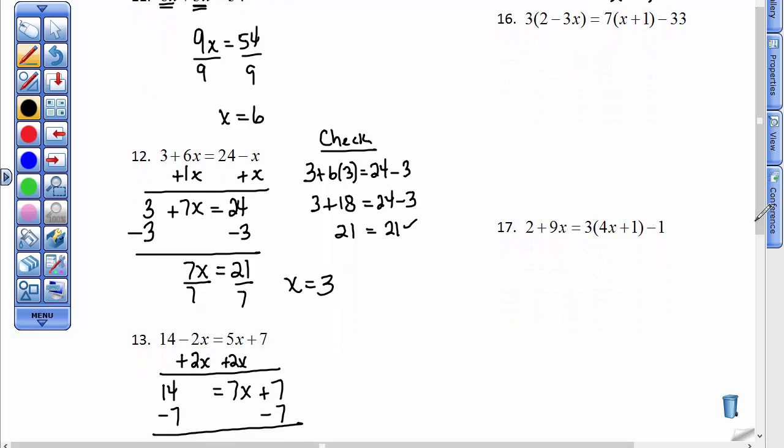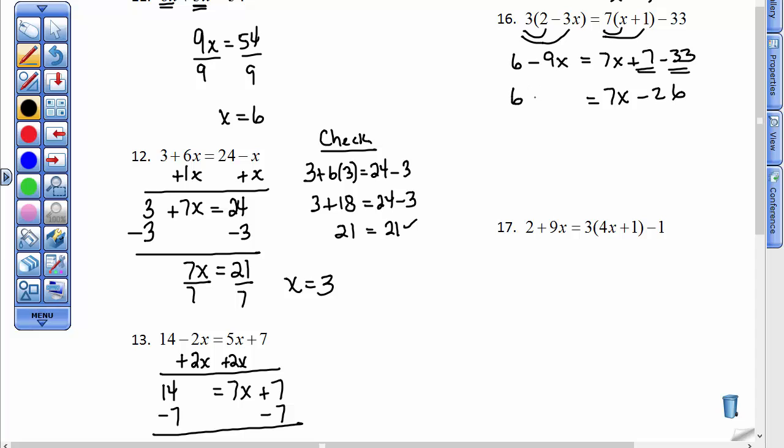Let's see if we can get a few more done. So 3 times 2 is 6. 3 times the minus 3x is a minus 9x. 7 times x is 7x. 7 times 1 is 7. On the right-hand side, I have to collect these like terms. 7 take away 33 is minus 26.